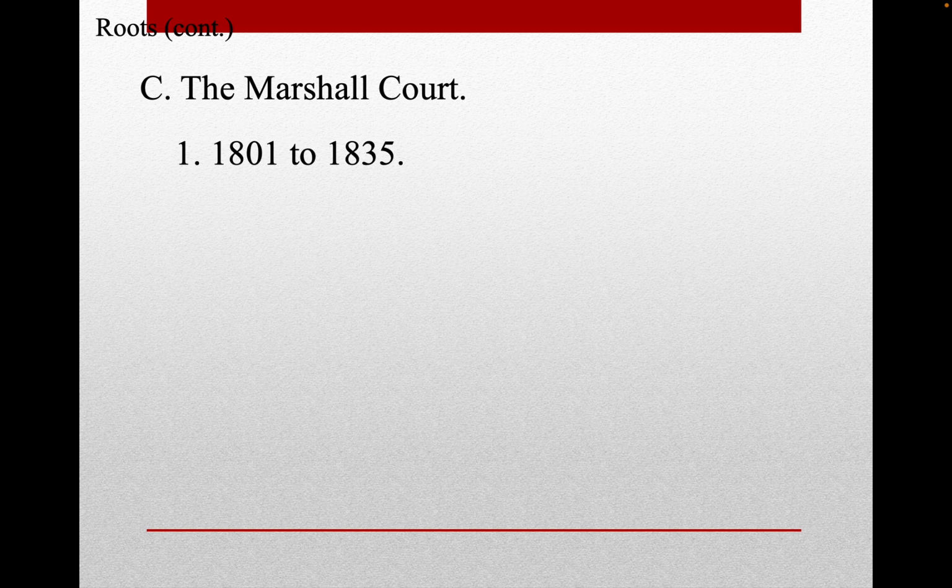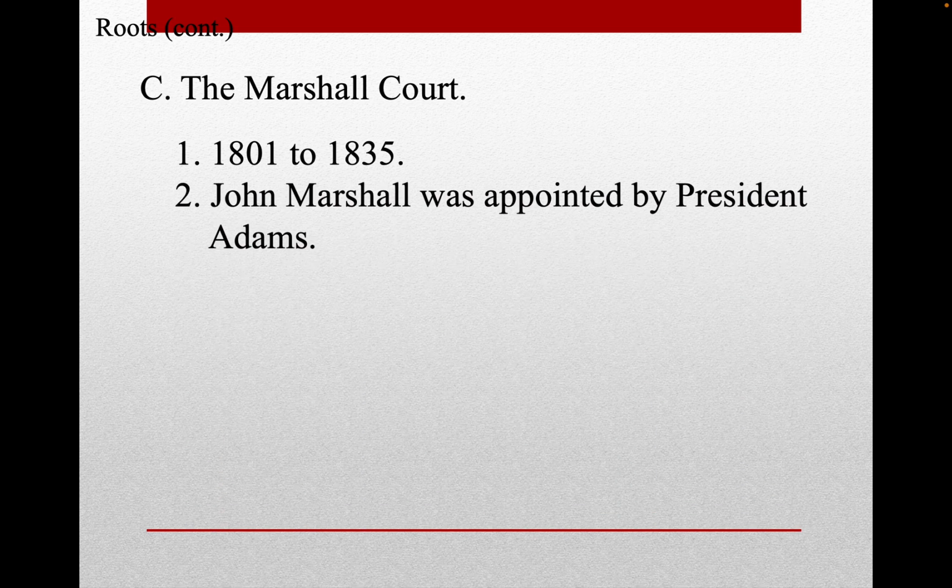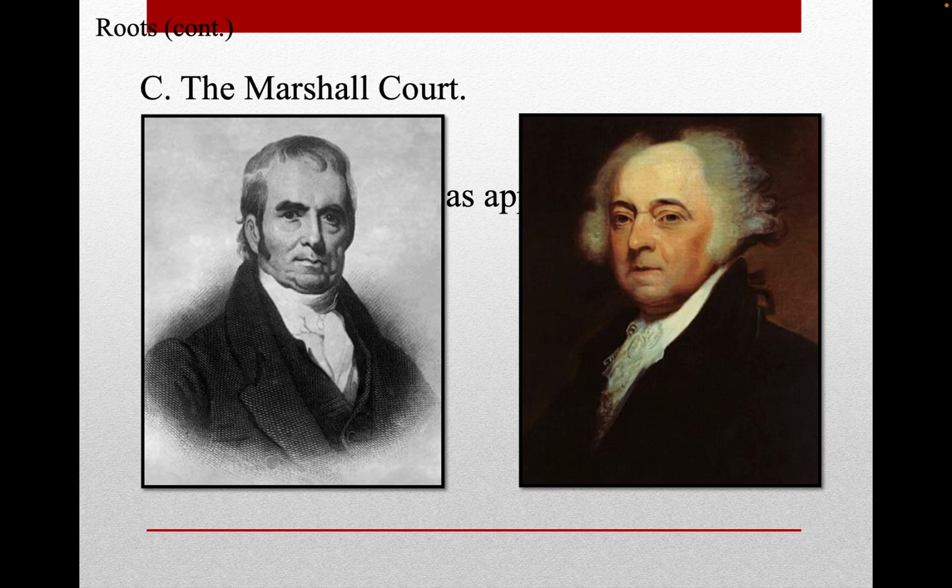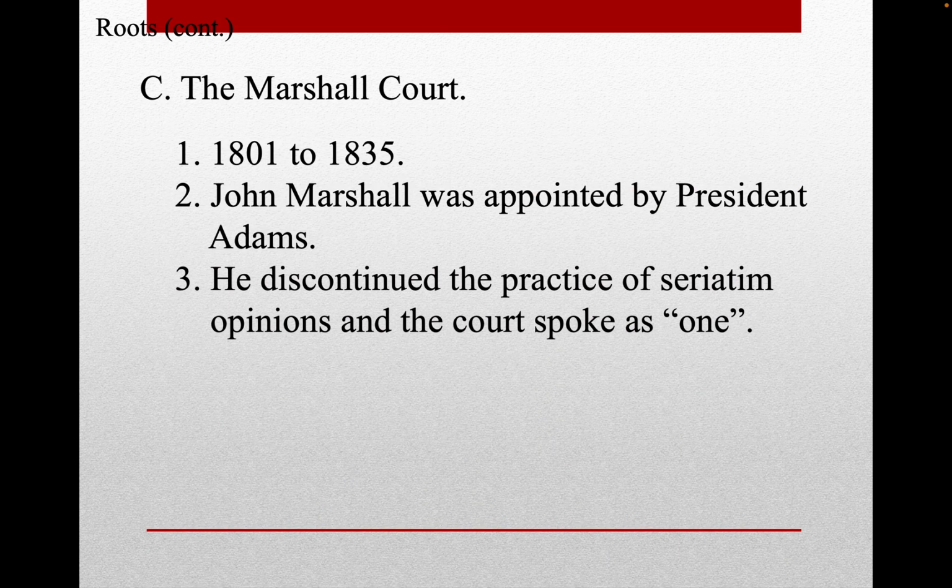The Marshall Court, which we have talked about. John Marshall was Chief Justice. He was appointed in 1801 by President Adams, and he will serve as Chief Justice until 1835. That's Marshall on the left, Adams on the right. He changed the court to what it really operates as today. He discontinued the practice of seriatim opinions, where each justice gave their own opinion. And now you have one opinion basically written by the majority. That becomes the precedent for the rest of the courts, and basically the court speaks as one then.